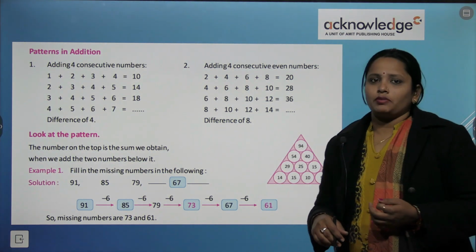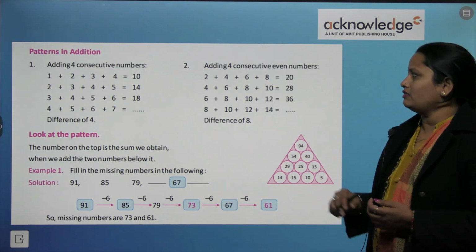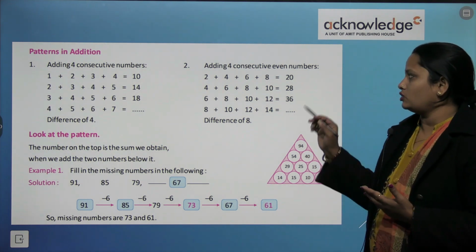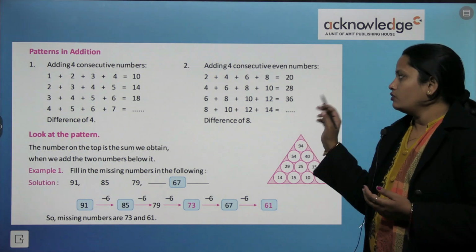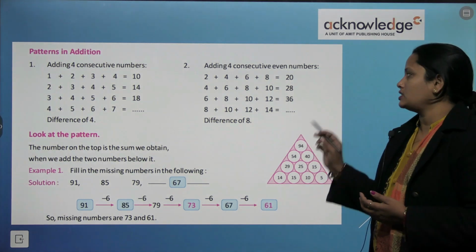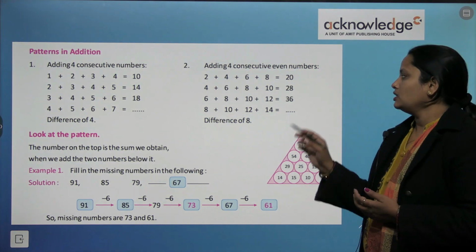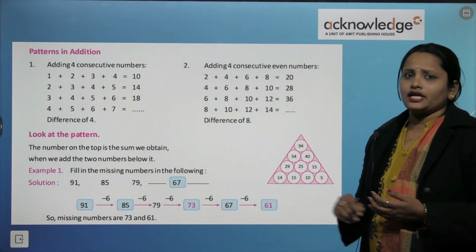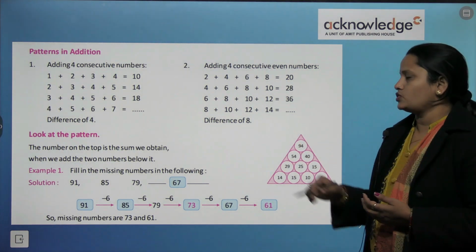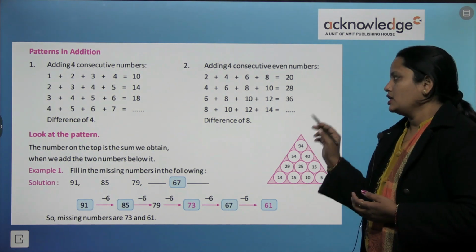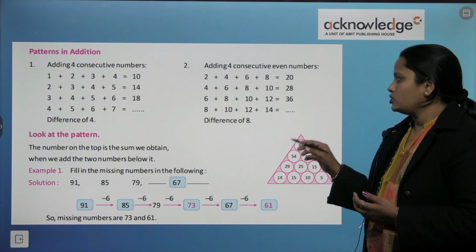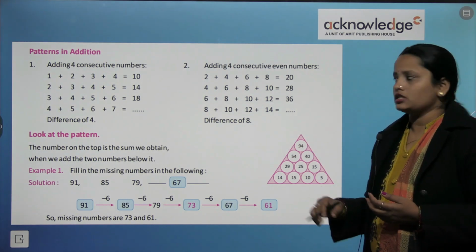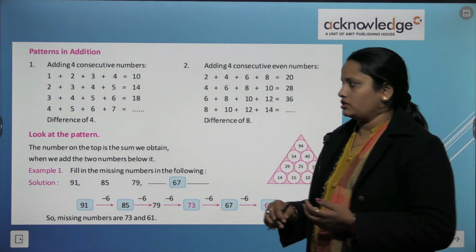Now the next example is adding 4 consecutive even numbers. Even numbers को ऐड करना: 2, 4, 6, 8 is equal to 20. 4, 6, 8 and 10 is equal to 28. Now 6, 8, 10 and 12 it's 36. Now what will be the answer of 8, 10, 12 and 14? So find it and write it here.